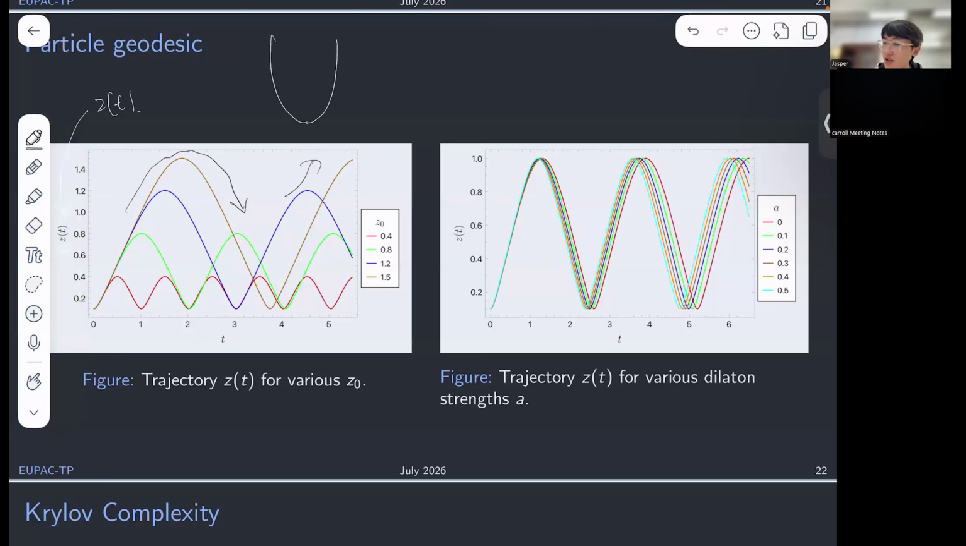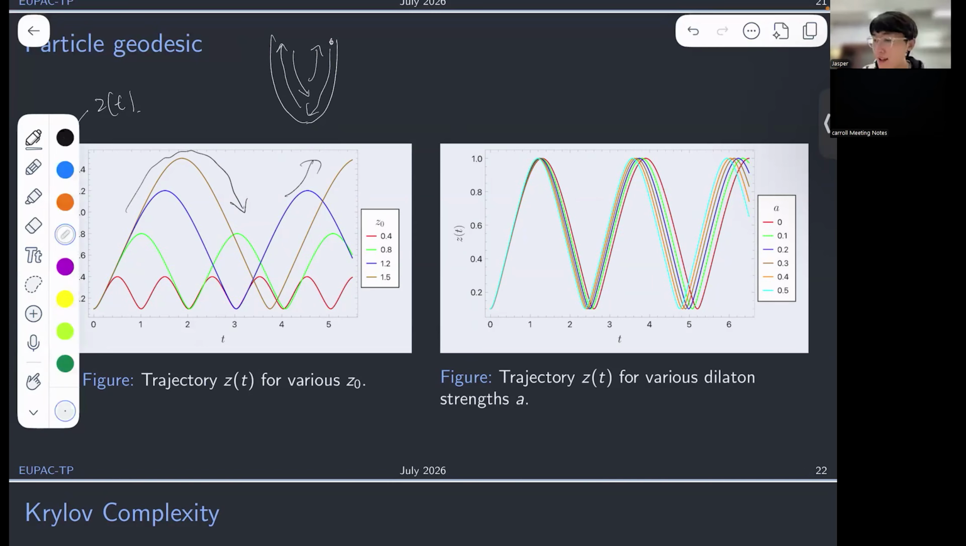So as we can see from the geometry, the particle starts from UV, goes to IR, and then goes up to UV again, and it falls down, goes back. So this is what we are noticing here. Because of the presence of this A, we can see that our geometry is slightly deformed. As we can see, the frequency decreases as we keep increasing A. So the geometry is slightly deformed in our case.